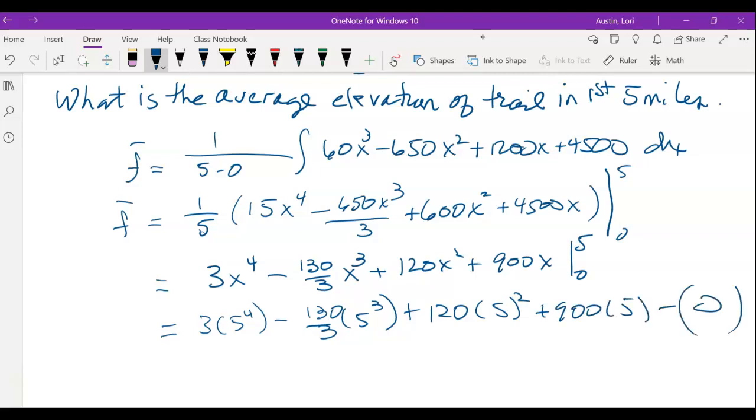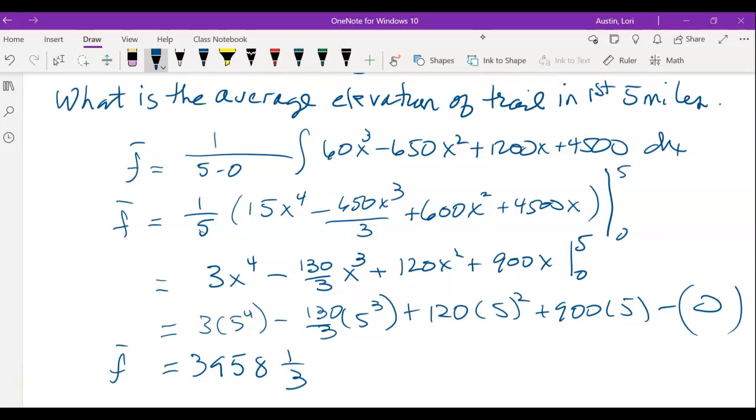Minus a big 0, because everything when you plug in the 0 goes to 0. That number is, you ready for it? 3,958 and a third. I don't want to waste the time going over basic calculations. So it's not the area. What is it? It's f bar. So let's talk about what that actually is.